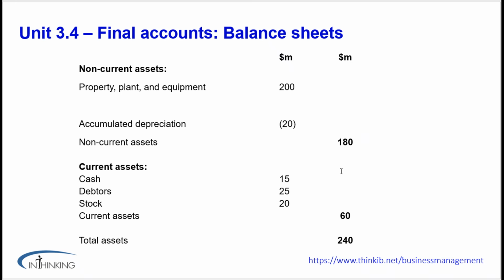So putting that all together, we have $180 million worth of non-current assets plus our $60 million worth of current assets. So the firm's total assets equal 240 million.